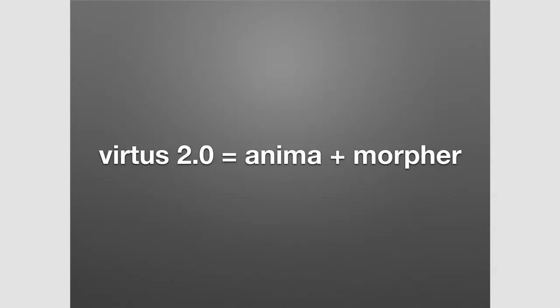Spoiler: Virtus 2.0 will use Anima and Morpher under the hood. Virtus is supposed to be a simple library, but it has become quite complicated on the inside. When I was working on the first stable version, I was actually confused about my own code because the interface became so wide. I rewrote the entire test suite, so I was writing tests from the start, and I was discovering more and more use cases. I was like, nah, that's too much.